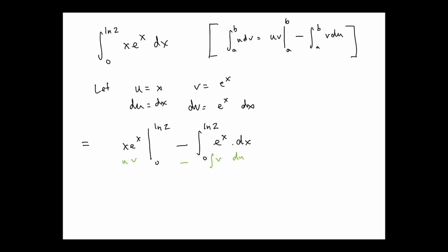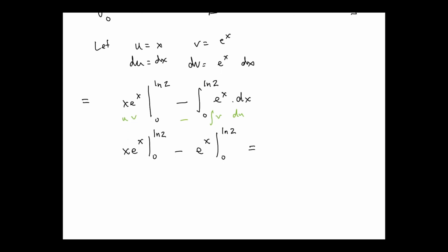Okay, have we made our lives easier? Yes, because the new integral is easy. It's just e to the x, no big deal. Okay, and plugging in numbers to a term is also no big deal. So we'll have x e to the x from 0 to natural log of 2 minus e to the x from 0 to the natural log of 2. Or I could combine these, of course, to be like that. And now let's start plugging in numbers.